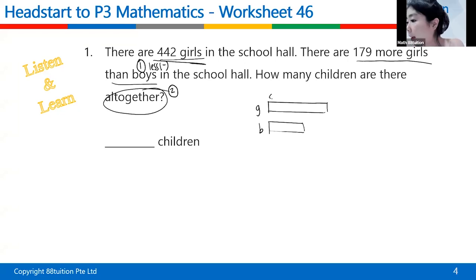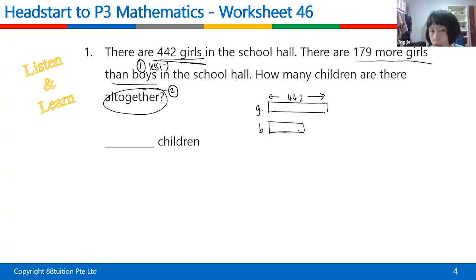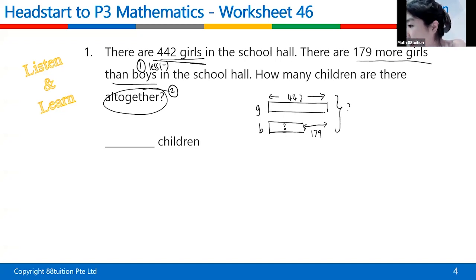Okay, there are 442 girls. Now, what is the difference between the boys and the girls based on what the question says? There's 179 more girls. So is it correct that I label here 179? Correct or not? Yes. So for the first question mark, you told me I need to find the number of boys. Then the final question mark is the total. Total is like that. When I draw a curly bracket, including the girls and the boys, I'm finding the total.